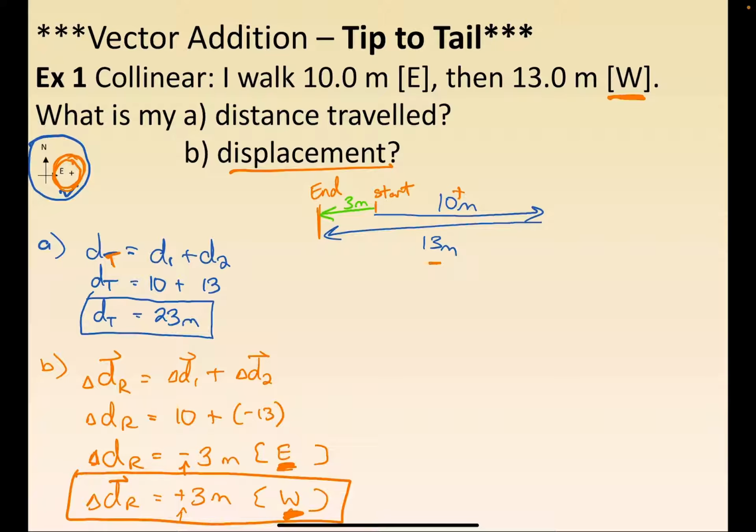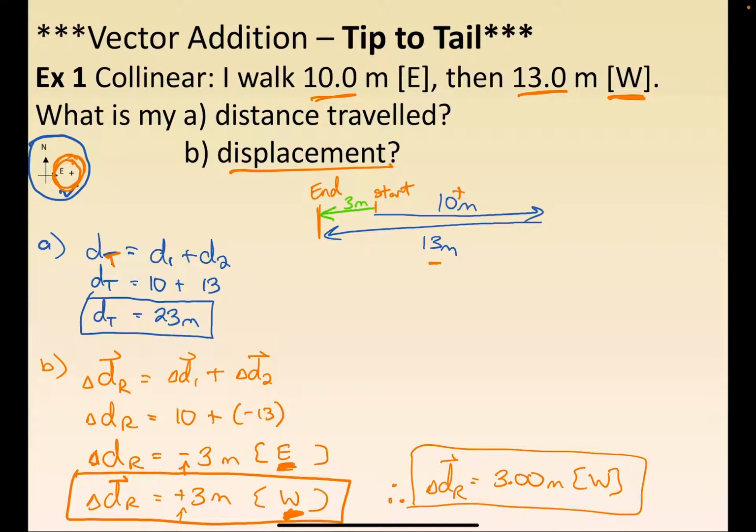So 3 meters west is the answer on this. If you remember our SIGDIG stuff from our math review, I really should write it as, therefore, resultant displacement, 3.00. If there's 3 SIGDIGs there, I'm going to keep 3 in my answer. Notice the square brackets there as well. There's the final answer. Maybe we'll stick 2 boxes around this. There we go.